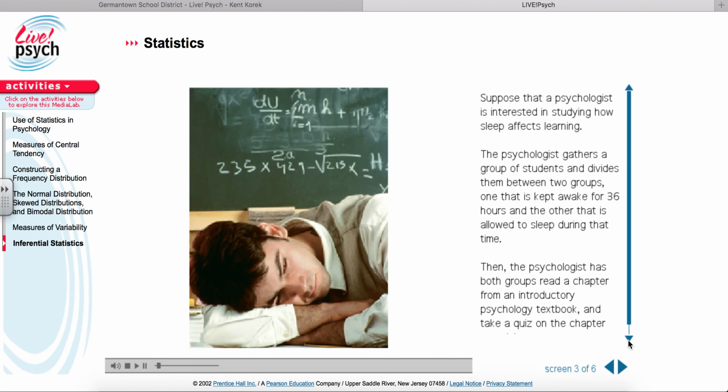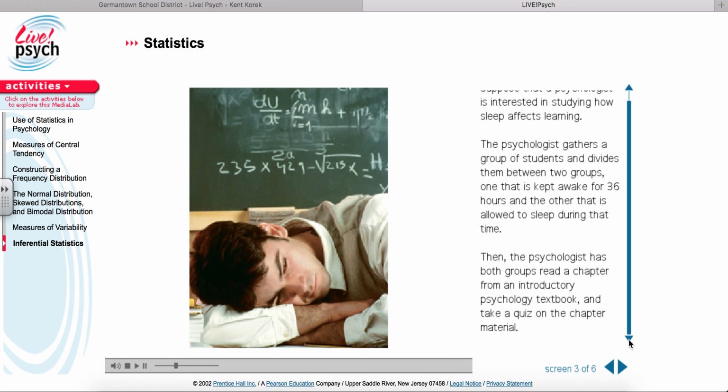Suppose that a psychologist is interested in studying how sleep affects learning. The psychologist gathers a group of students and divides them between two groups, one that is kept awake for 36 hours and the other that is allowed to sleep during that time. Then the psychologist has both groups read a chapter from an introductory psychology textbook and take a quiz on the chapter material.